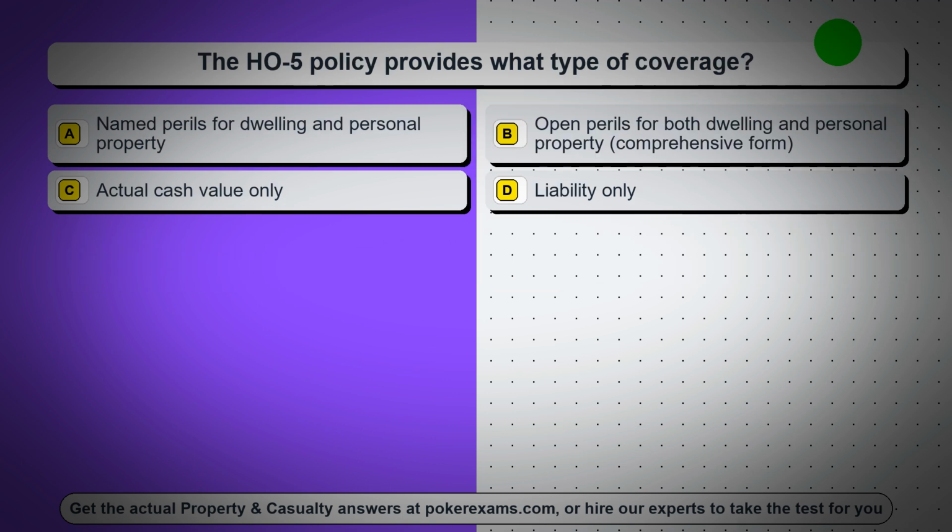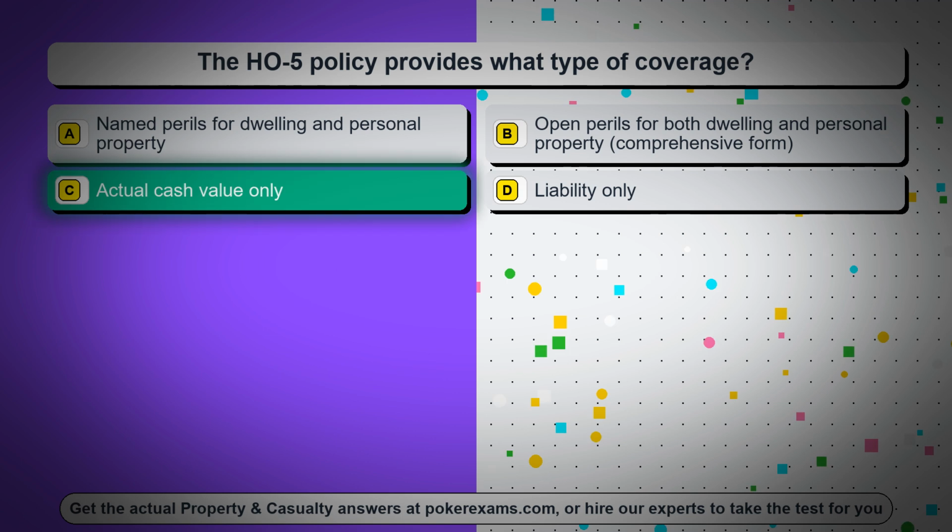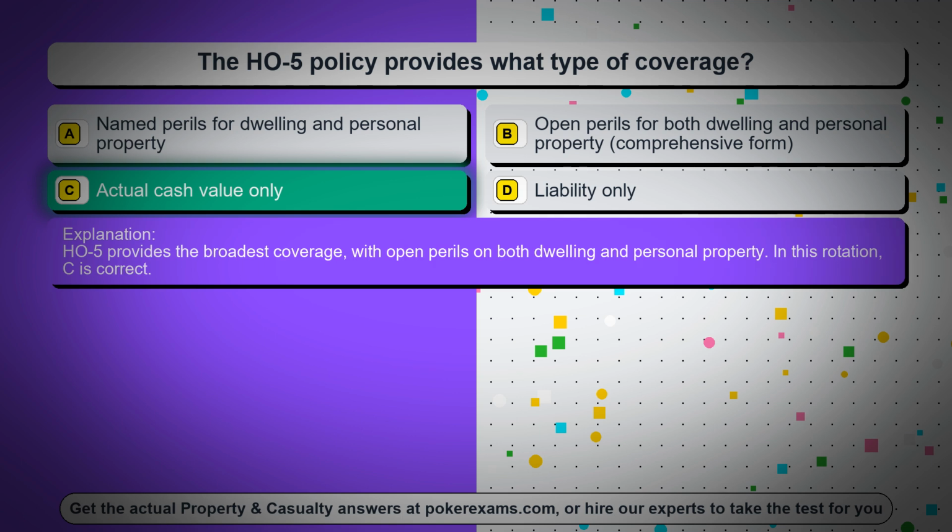Question 51. The HO5 policy provides what type of coverage? Option A, named perils for dwelling and personal property. Option B, open perils for both dwelling and personal property, comprehensive form. Option C, actual cash value only. Option D, liability only. The correct answer is option C, actual cash value only. HO5 provides the broadest coverage, with open perils on both dwelling and personal property. In this rotation, C is correct.